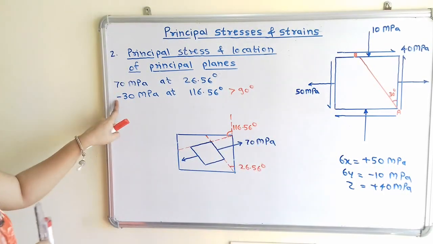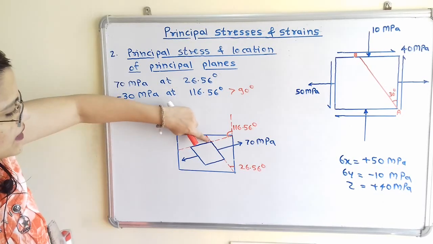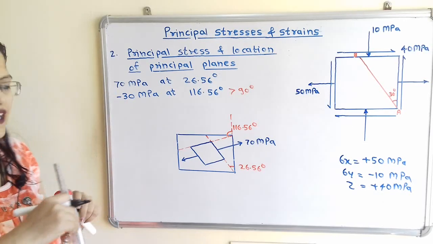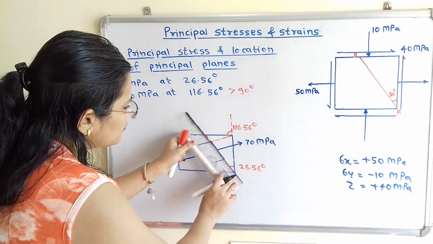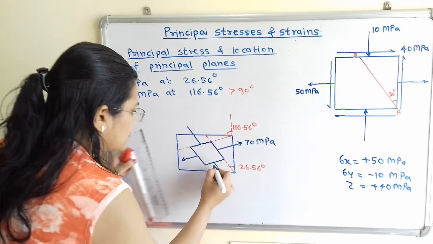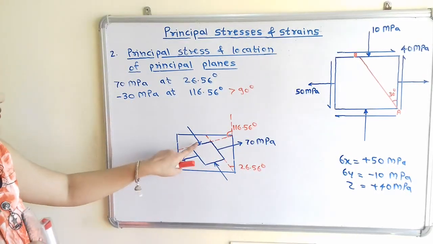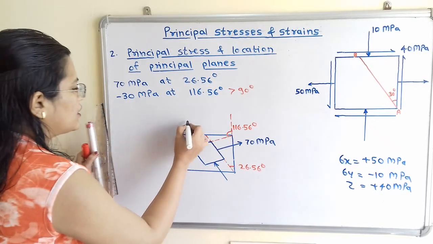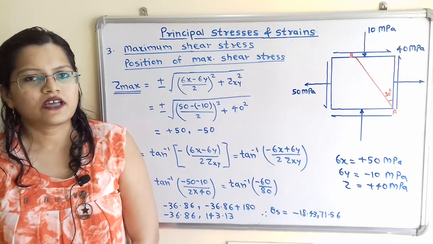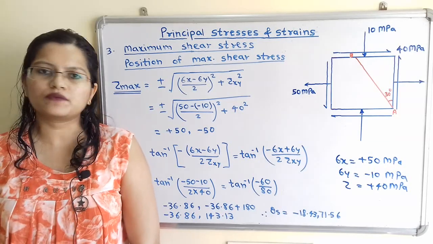Now second, minus 30 megapascal at 116.56. So this is the line at an angle 116.56. So it is having minus sign, so we have to show this in terms of compressive stress. Now when we show the compressive stress with the help of arrow, we have to mention here only magnitude, that is 30 megapascal. Now we will calculate maximum shear stress and position of maximum shear stress.